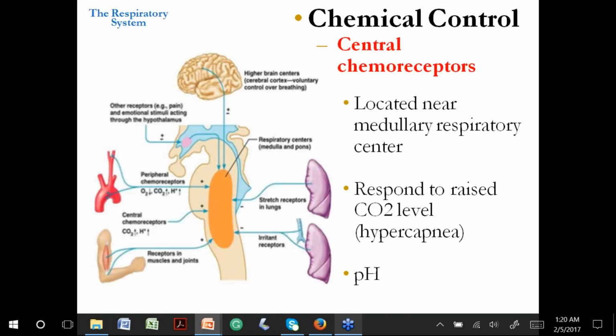Chemical control: central chemoreceptors. Chemoreceptor means chemical, right? So that is going to respond to the levels of carbon dioxide. I will tell you something. When a baby is born, how do they know they need to breathe? How do they say, okay, it's time to take air? They don't know. We don't know.